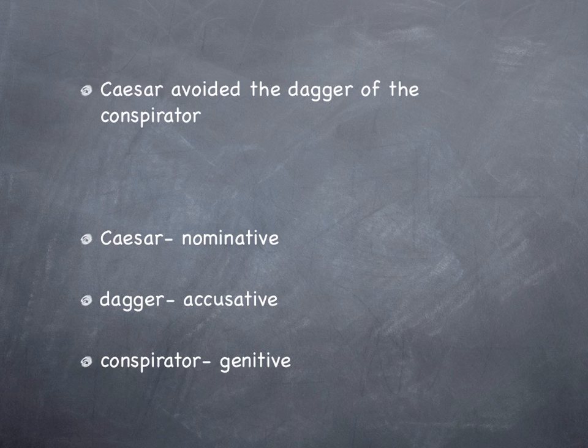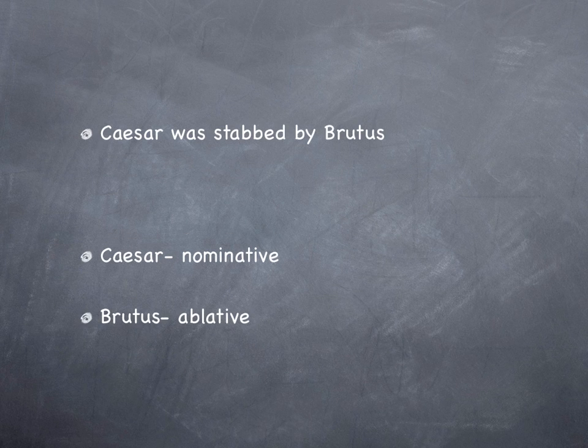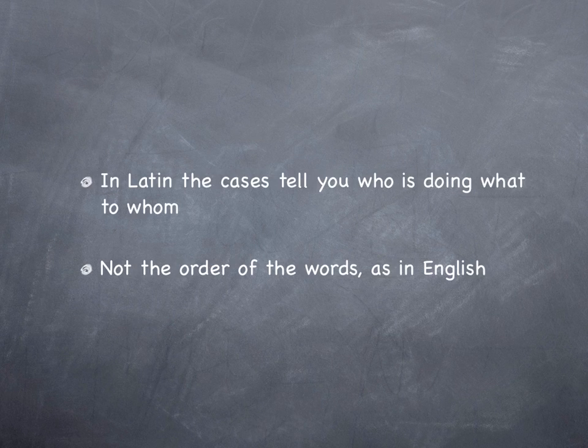Caesar here is the nominative, because he's doing the avoiding. The dagger is the accusative, because it's the object. It is the thing being avoided. And then it is of the conspirator, so it is in the genitive. Caesar was stabbed by Brutus. Caesar is the nominative, the subject of the passive verb, was stabbed by Brutus. Ab Bruto would be in the ablative.